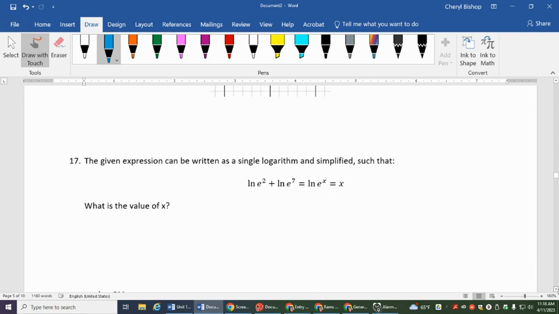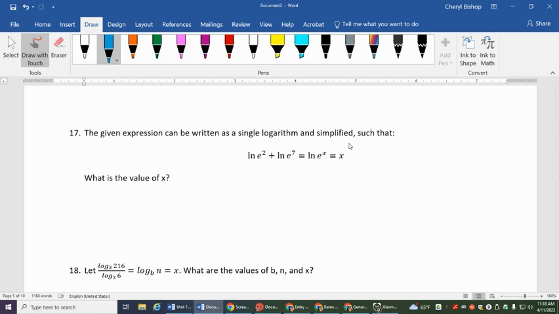All right. The given expression can be written as a single logarithm and simplified such that ln of e to the second plus ln of e to the 7th equals ln of e to the x, which equals just x. So remember, when you're adding logs, if I'm adding this log that's a base e plus this log that's a base e, if you're adding two logs that have the exact same base, then you can multiply the two ofs. So this is really ln of e to the 2nd times e to the 7th, which means I do what with those two exponents? Add them together.